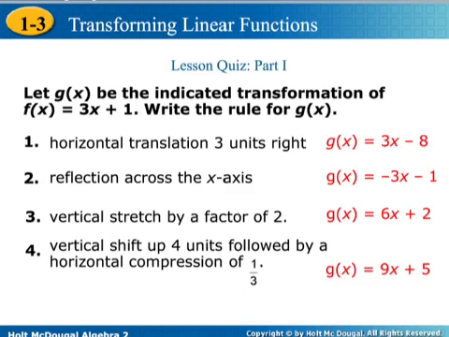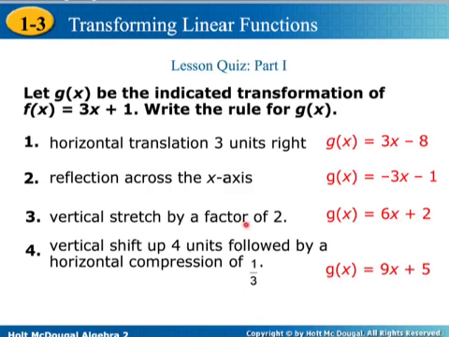Alright, so these are a few that you can try on your own, some quick ones with 3x plus 1. So if you have a horizontal translation 3 units to the right, you're going to plug in 3 times the quantity x minus 3. So then you get 3x minus 9 plus 1 is 3x minus 8. If you're reflecting across the x-axis, you're going to affect the y value. So you're going to take -1 times 3x and -1 times 1 here to get -3x minus 1.